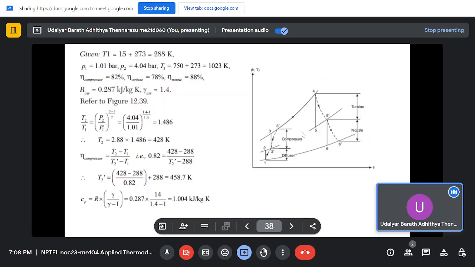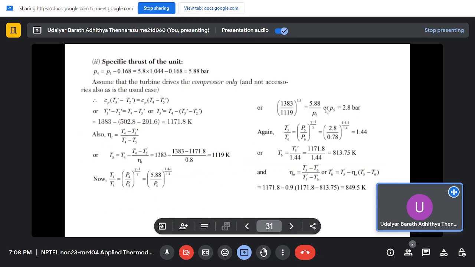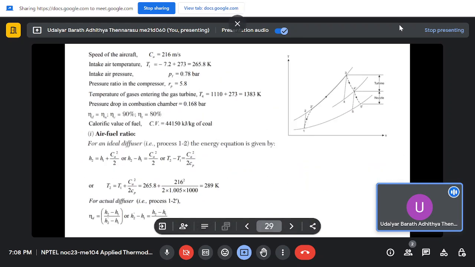So this is the curve. Initially the compressor, from 1, there is no ram effect here, so we assume there is no ram effect of velocity initially. From state 1 there is compression: 1.01 bar, you are compressing it to 4 bar in the compressor, and the compressor has some efficiency. So from 1 to 2 is the isentropic process, and the actual process follows 1 to 2 dash.